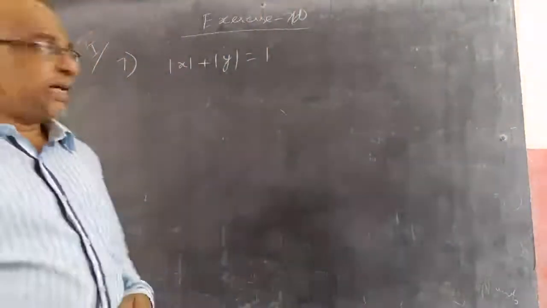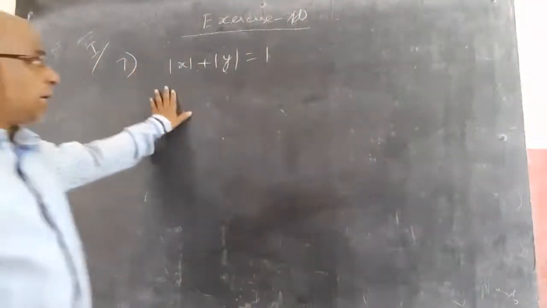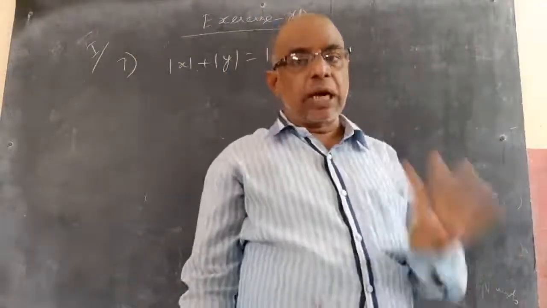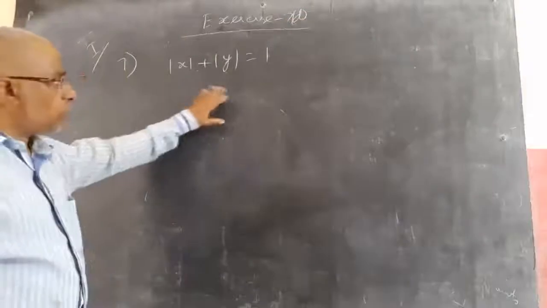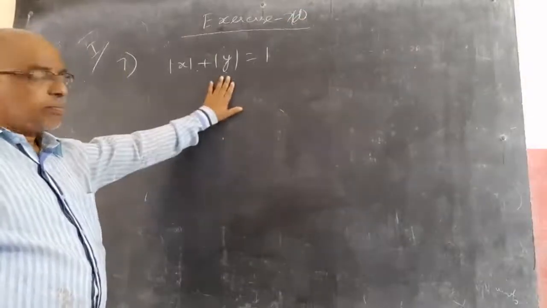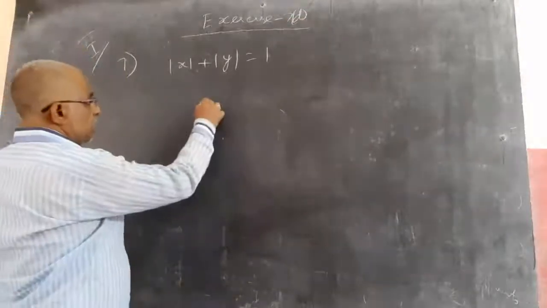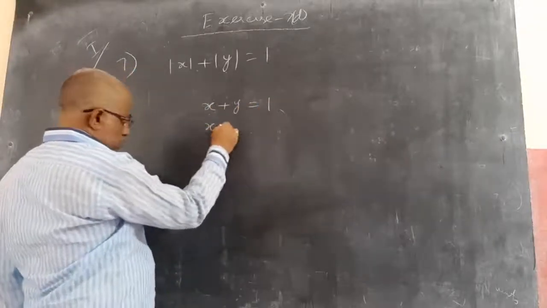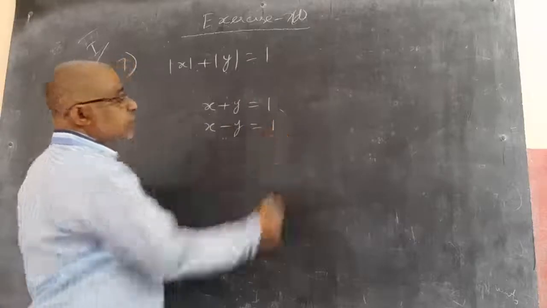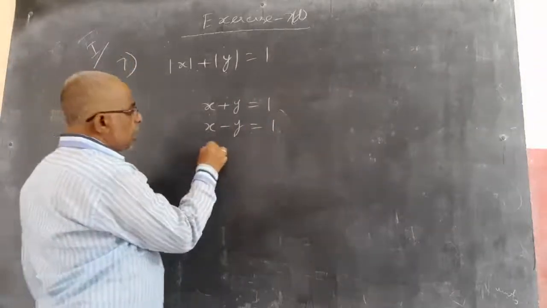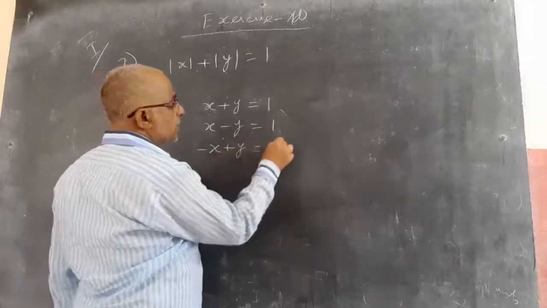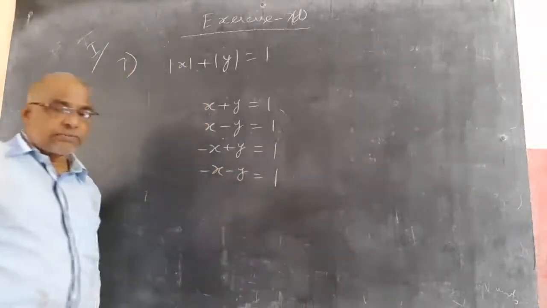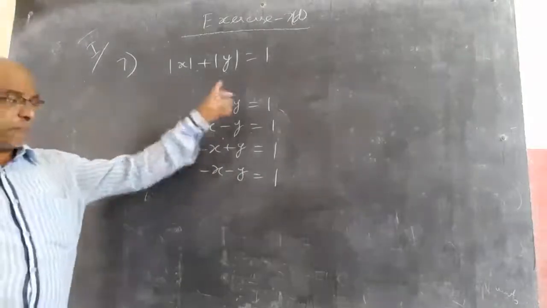Next one: find the area enclosed by the curves mod x plus mod y equal to 1. Here there are actually 4 curves, meaning 4 lines. Mod x is plus or minus x, and mod y is plus or minus y. If all are plus, then x plus y equal to 1 is a line. x minus y equal to 1 is another line. Minus x plus y equal to 1 is the third line. Minus x minus y equal to 1 is the fourth line.